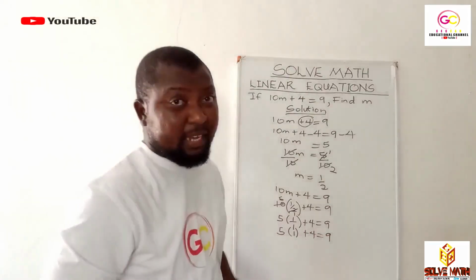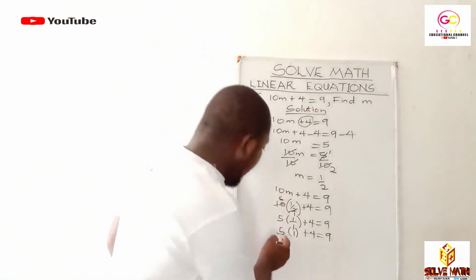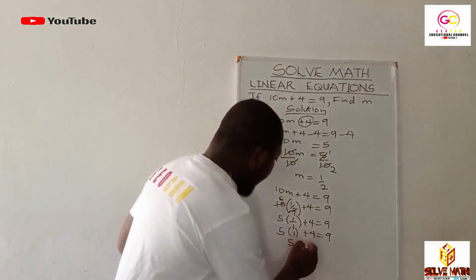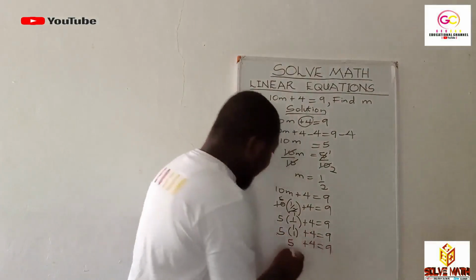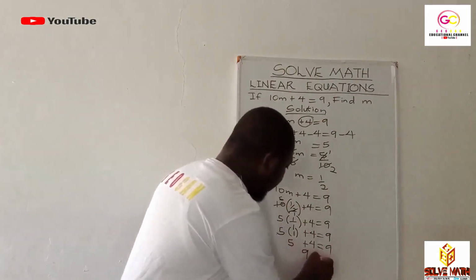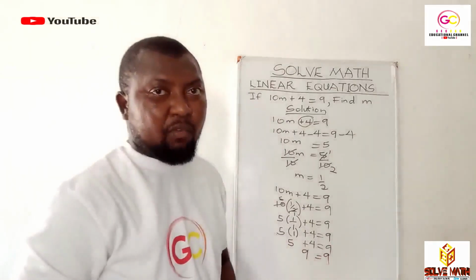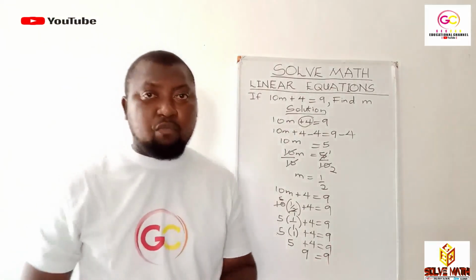Now, bracket means multiplication. You know that bracket means multiplication. So 5 times 1 is 5, plus your 4 is equal to 9. Now, 5 plus 4 is 9, which is equal to 9. Voila!